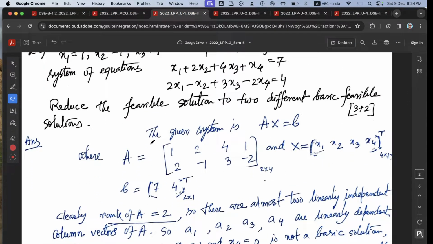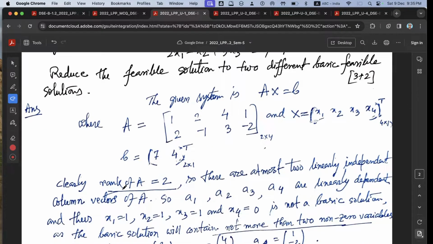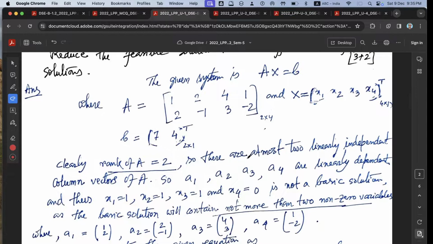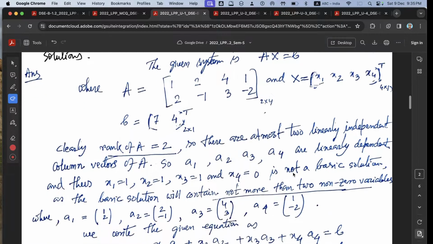So capital A is the coefficient matrix, capital X is the column matrix x1, x2, x3, x4, and B is the column matrix 7, 4. Clearly, rank of A is 2. So there are at most 2 linearly independent column vectors of A. So A1, A2, A3, A4 are linearly dependent. Thus, x1 equal to 1, x2 equal to 1, x3 equal to 1, x4 equal to 0 is not a basic solution, as a basic solution will contain not more than 2 non-zero variables, because the rank is 2 here.